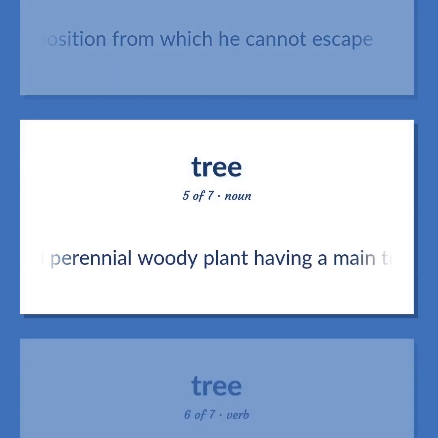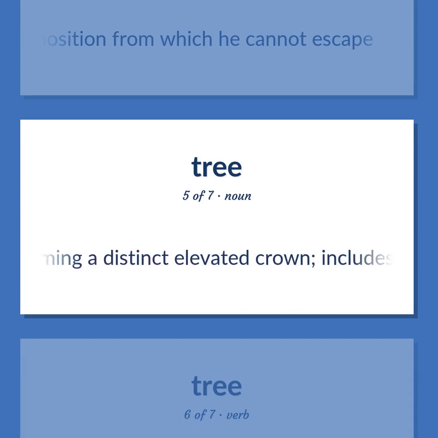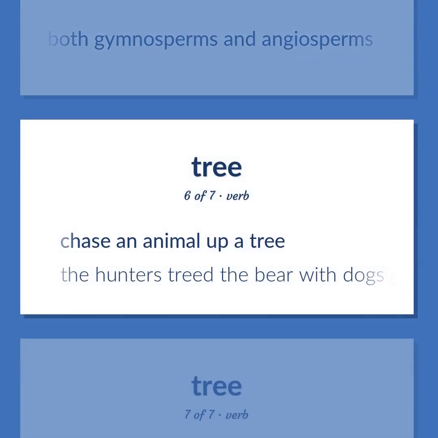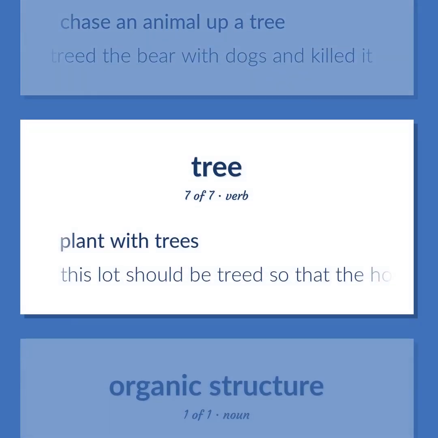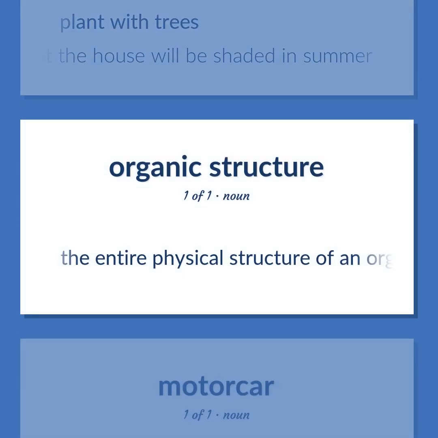A tall perennial woody plant having a main trunk and branches forming a distinct elevated crown. Includes both gymnosperms and angiosperms. Chase an animal up a tree. The hunters treed the bear with dogs and killed it. Plant with trees. This lot should be treed so that the house will be shaded in summer. The entire physical structure of an organism, an animal, plant, or human being.